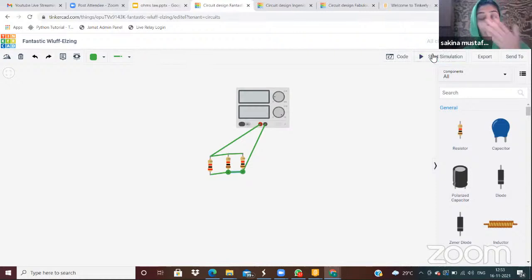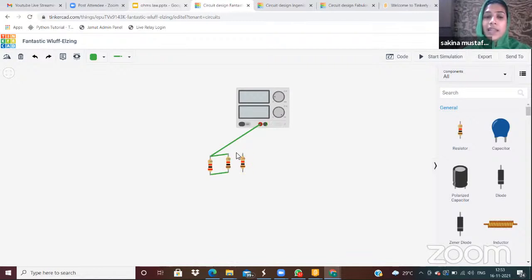You can see the value of the current. So these two are in parallel and these two are in series. So the value of the current has been changed. Now, this was all about the series and the parallel connections.